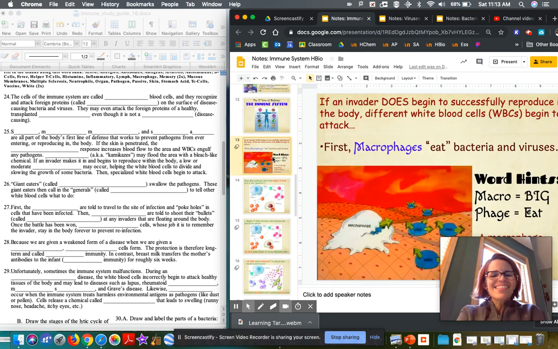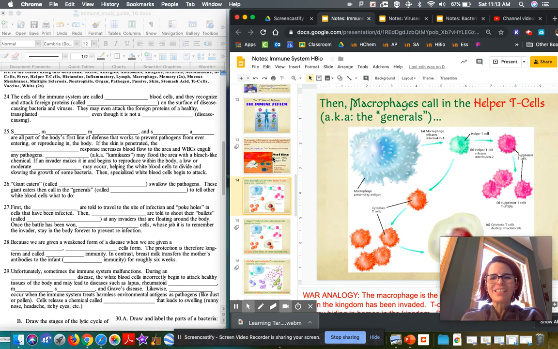Giant eaters, that's what the name means, called macrophages, swallow the pathogens. These giant eaters then call in their generals. The generals are called the helper T cells. I use the word general because it reminds me of like a war that's happening. And the helper T cells then tell all the other white blood cells what to do. Remember with HIV that those helper T cells are killed, so they can't tell the immune system what to do.